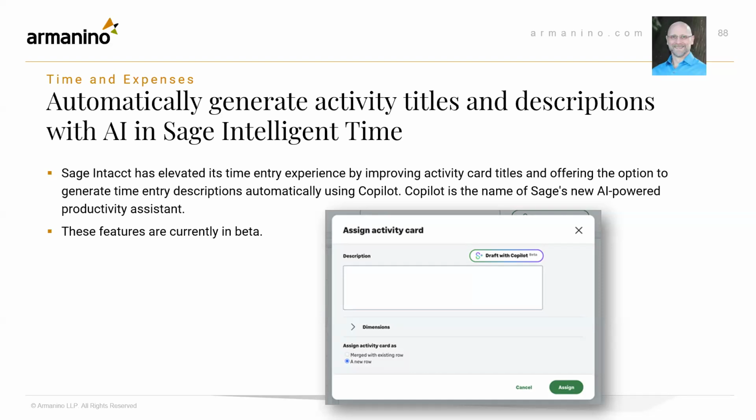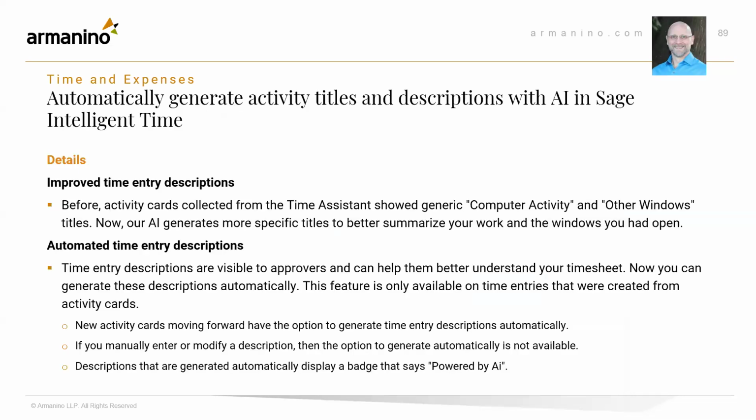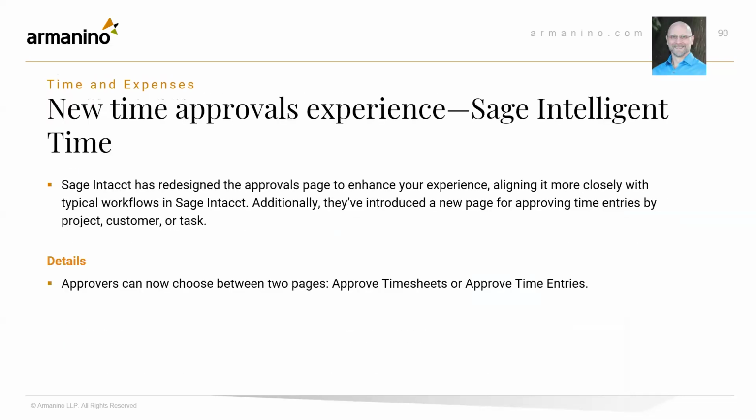And then Sage Intacct has elevated its time entry experience by improving activity card titles. This is for the Sage Intelligent Time, the time entry piece. So Sage Copilot can now generate automatically the descriptions for you. It's currently in beta though right now. Automatically generate titles, yes. This is just the details on that.